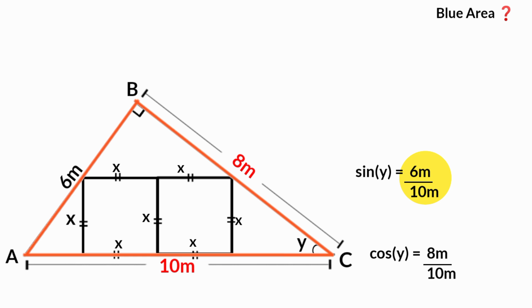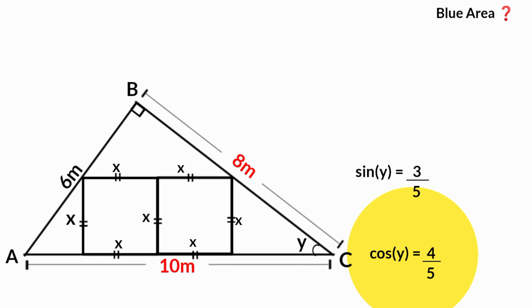Here meters cancels meters, and we know 2 can go into 6 3 times. Similarly, 2 can go into 10 5 times. So it is now 2 times 3 over 2 times 5. 2 will cancel 2. Now sin y equals 3 over 5. And here m will cancel m. 2 can also go into 8 4 times and can also go into 10 5 times. So 2 will cancel 2. Now cos y equals 4 over 5. We keep this aside for now.